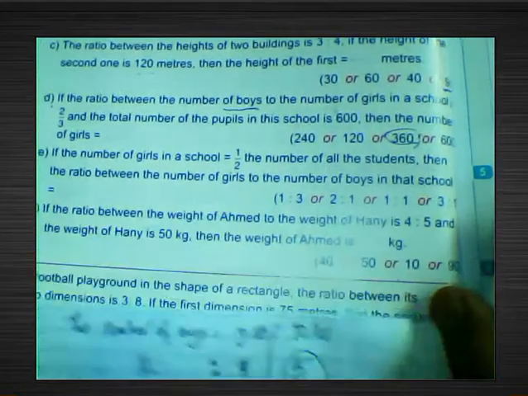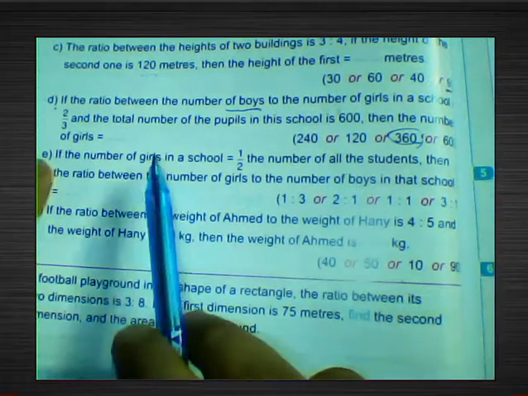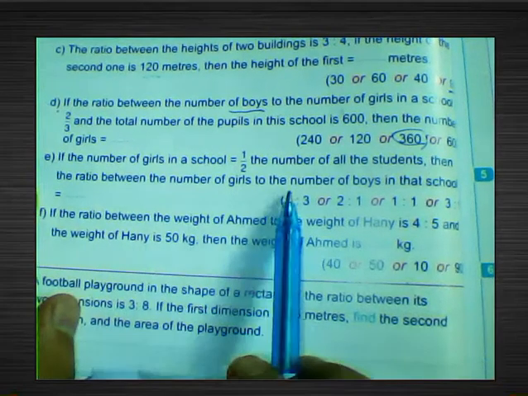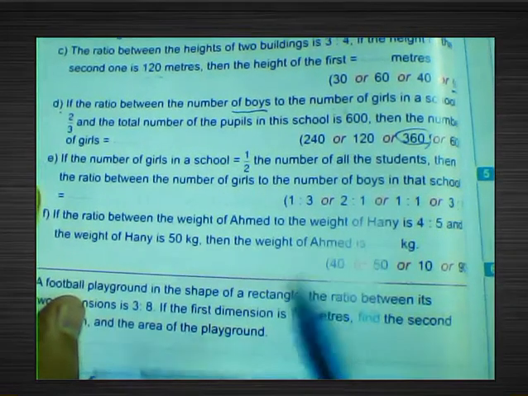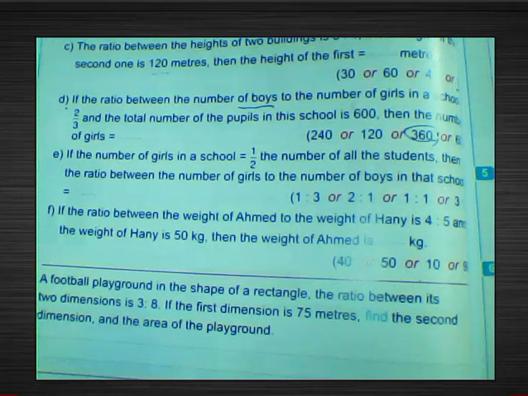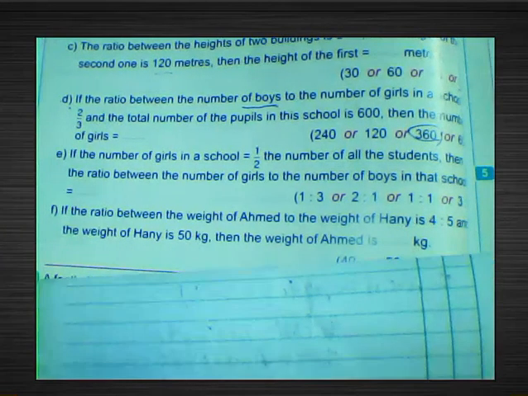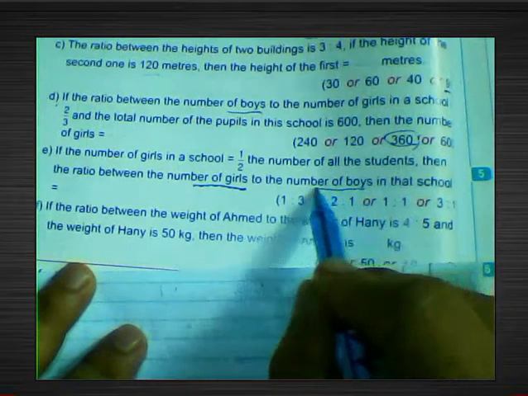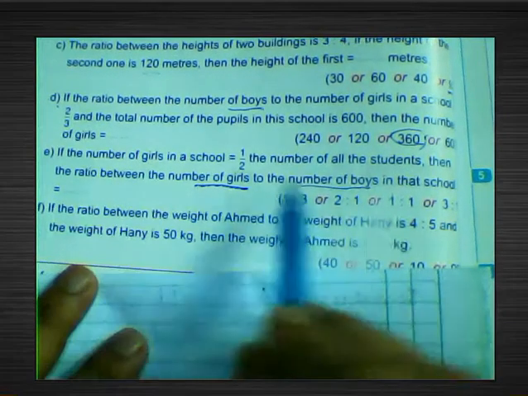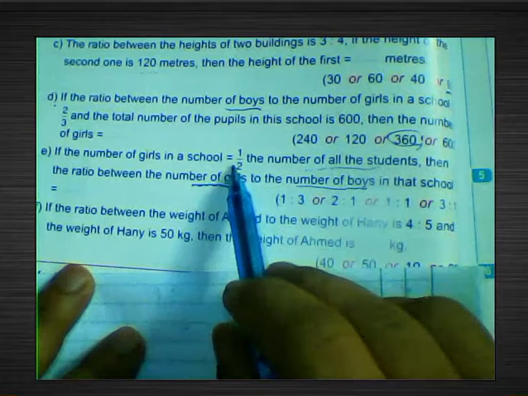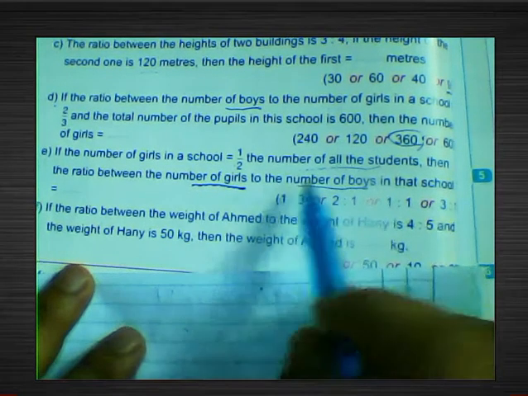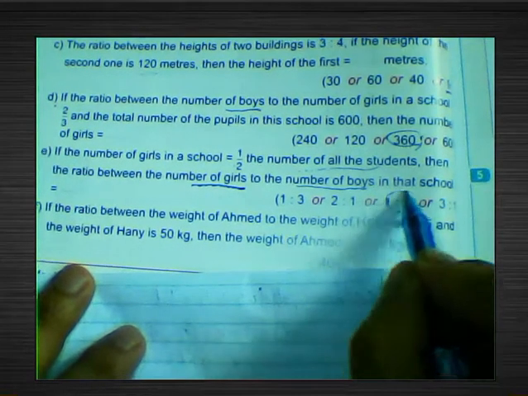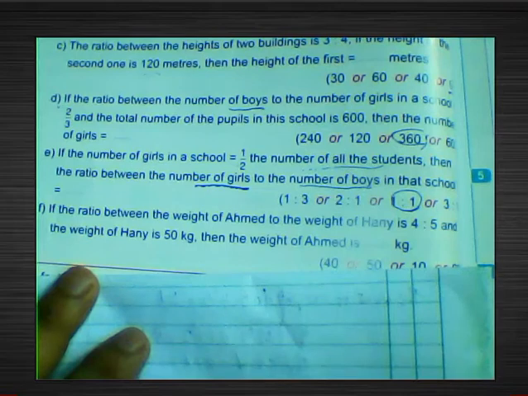Letter E. If the number of girls in a school equals half of the number of the students, then the ratio between the number of girls to the number of boys in this school equals blank. The ratio between girls and all students is half, so the boys will be half the number of students. So we will choose 1 to 1.